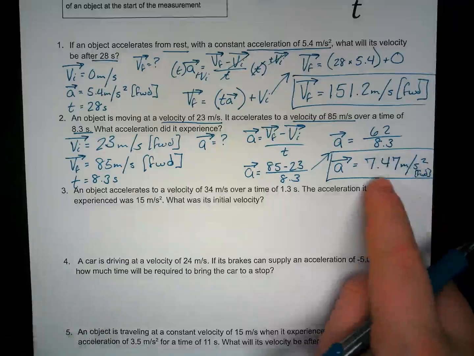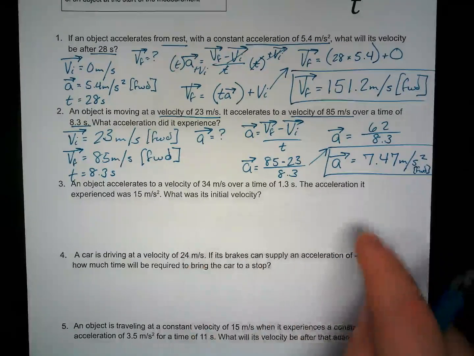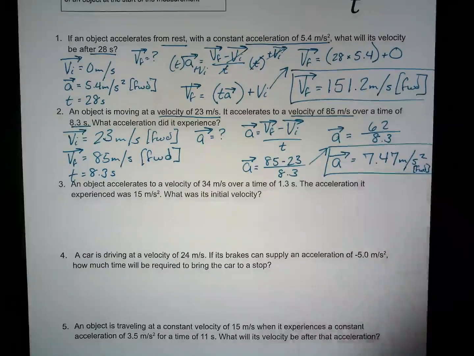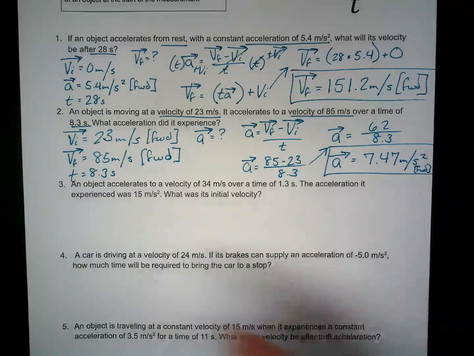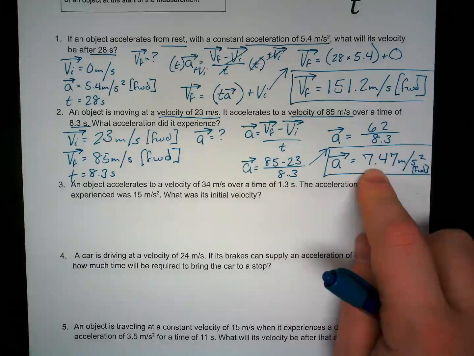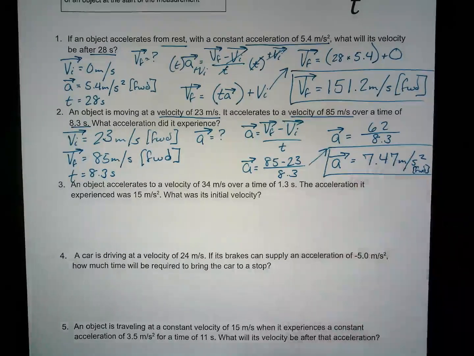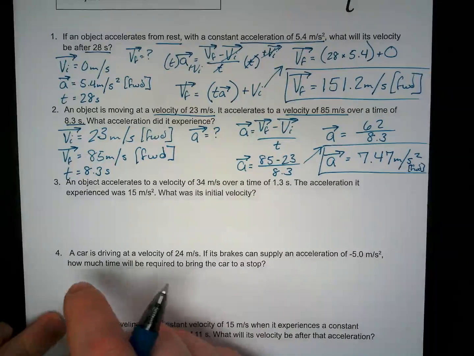So what we're saying here is that for every second that goes on, we're increasing our velocity by 7.47 meters per second. Okay. So again, for every second that passes, 1 Mississippi, we just increased our velocity by a magnitude of 7.47 meters per second. So that's what happened there. And just remember, it's acceleration, so our units are meters per second squared. Okay? So got to remember that.